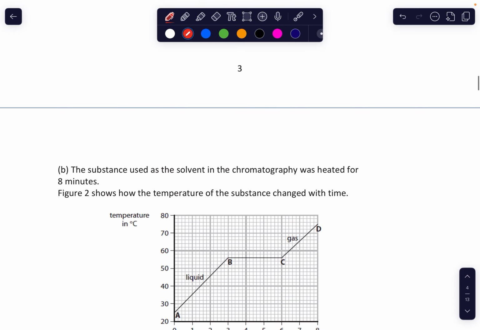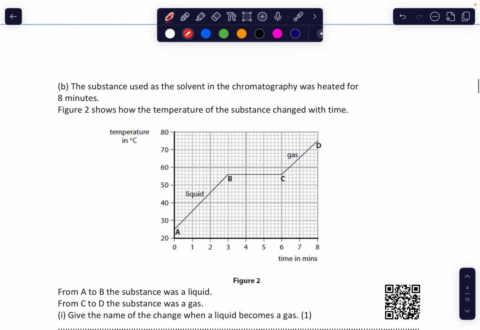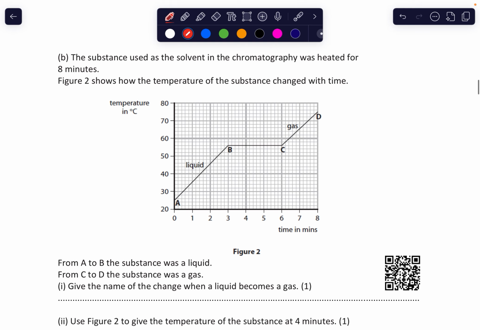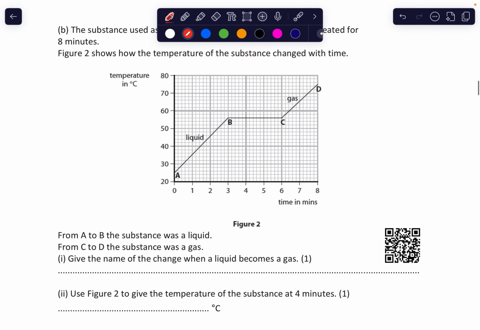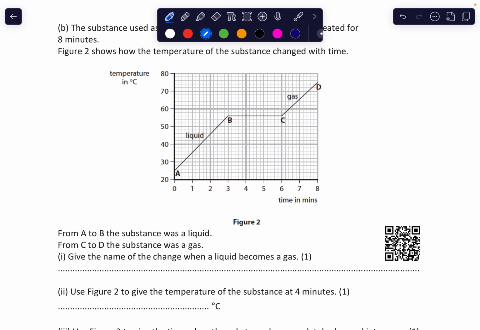Okay, next little bit. Here we've got a heating curve. So it says from A to B, the substance was a liquid, and from C to D, it was a gas. Give the name when the liquid becomes a gas. So here, trying to work out what it wants you to do, this is going to be boiling, that's from B to C.